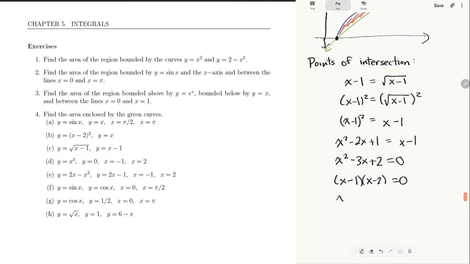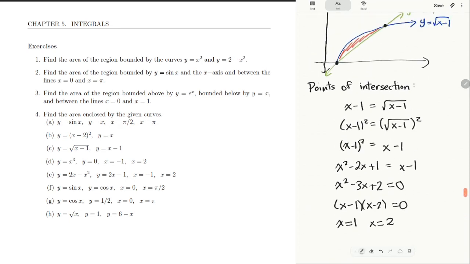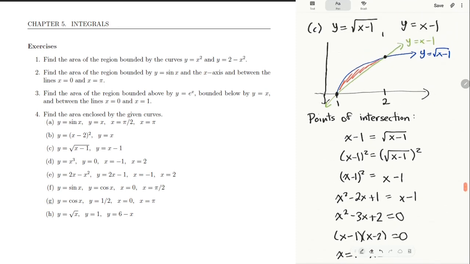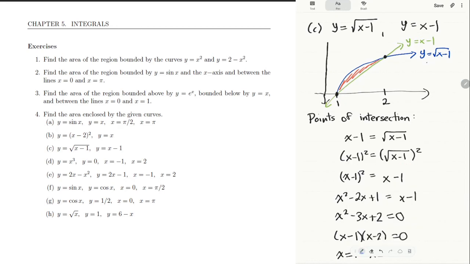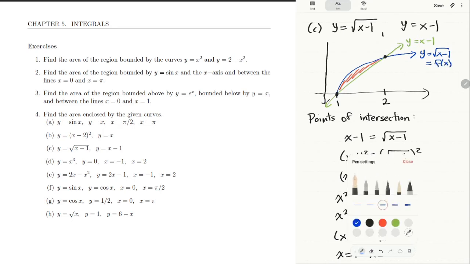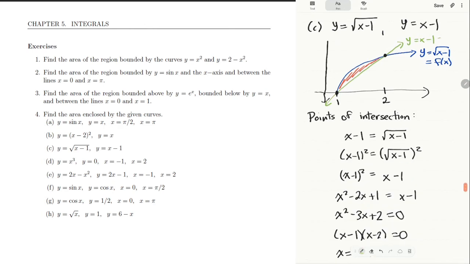And so this allows us to solve for x. We get that x is either 1 or 2. And so this tells us that the points of where they intersect is at 1 and 2. So now we'll also determine the upper and lower function. So the upper function is the square root of x minus 1. So we'll call this f of x. And the line x minus 1 is the lower function, which we will call g of x.